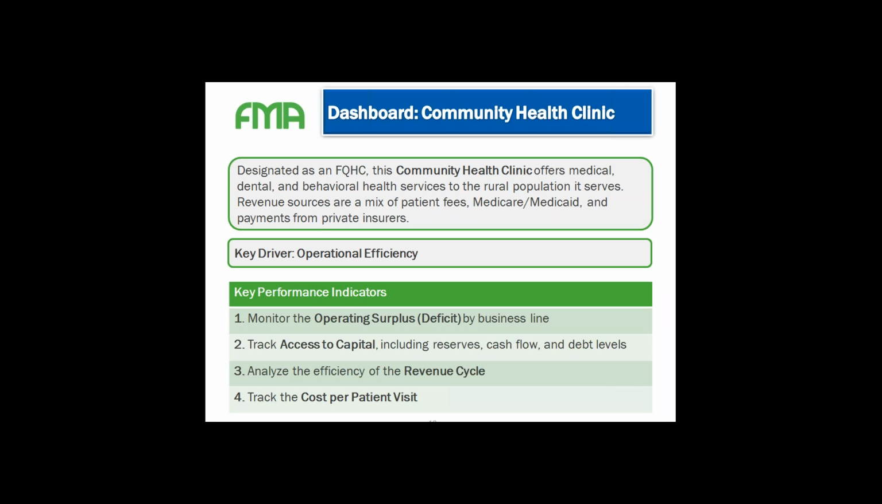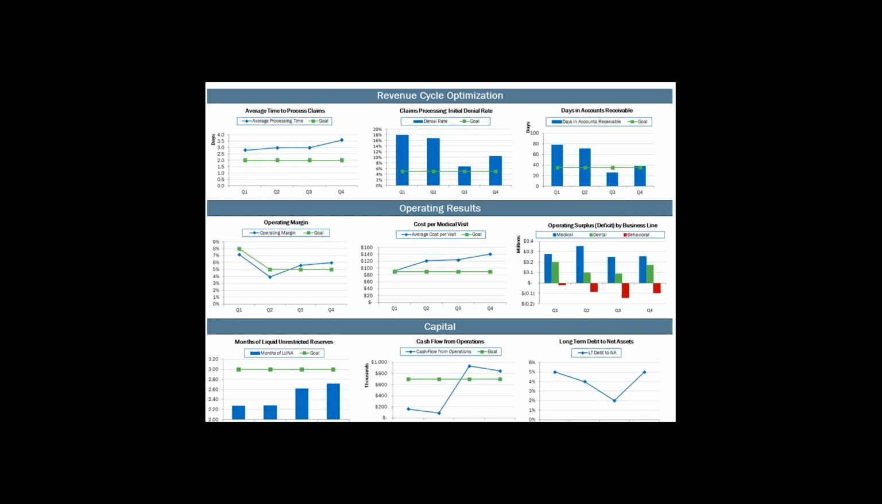We want to look at the efficiency of the revenue cycle, again going back to the operational side, and perhaps the cost per patient. In this particular case, there are 3 categories. From a framing perspective, this organization has decided on revenue cycle optimization, operating results, particularly around gross margin and business line analysis, and then lastly, access to capital. Those are the 3 areas that they focused on.